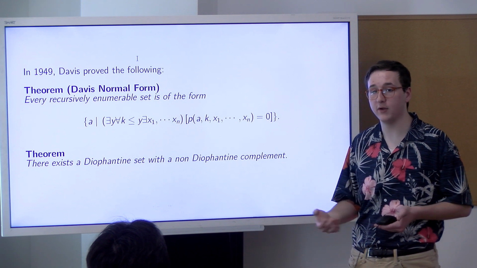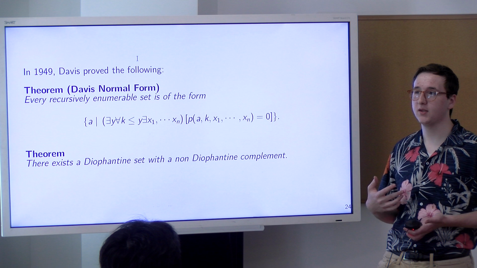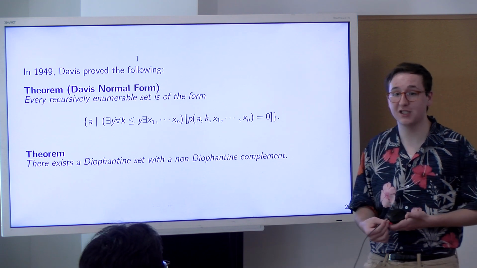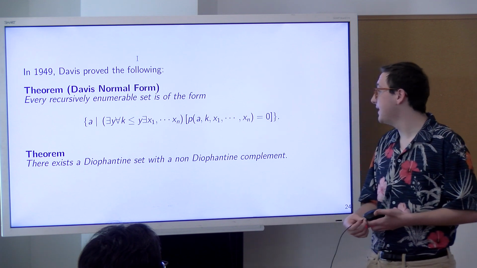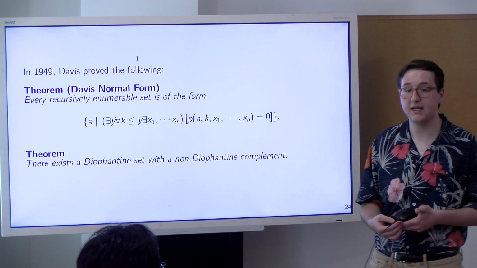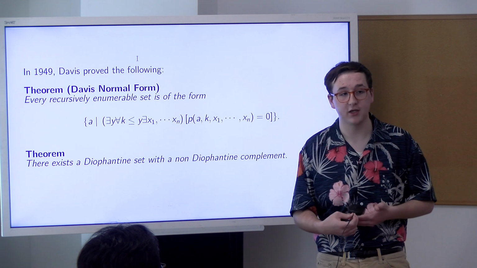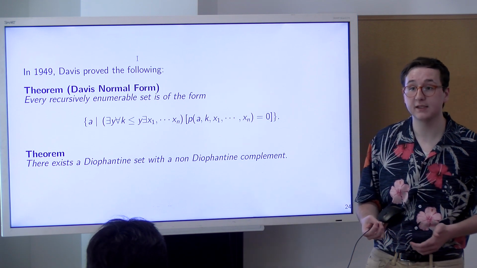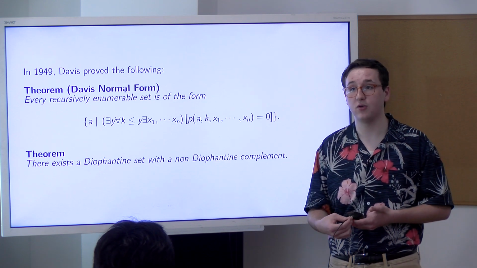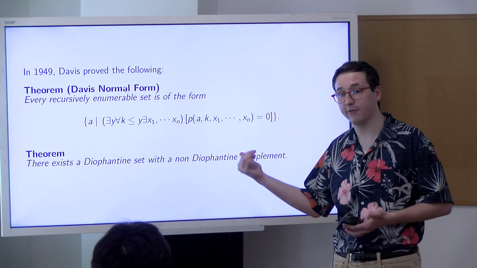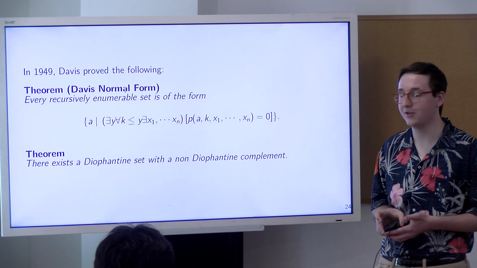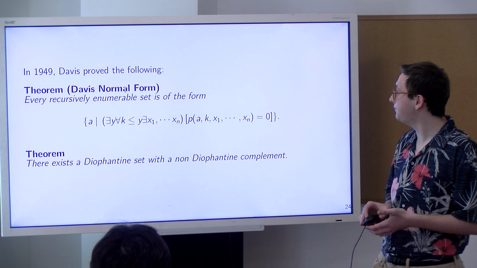That's why it's called a normal form, because it normalizes the ways in which you can express these sets. And he used this to construct a Diophantine equation with a non-Diophantine complement. Remember that among the computably enumerable sets, there exist those sets which don't have a complement computably enumerable. There's some similarity there, and that's a hint towards what's to come.